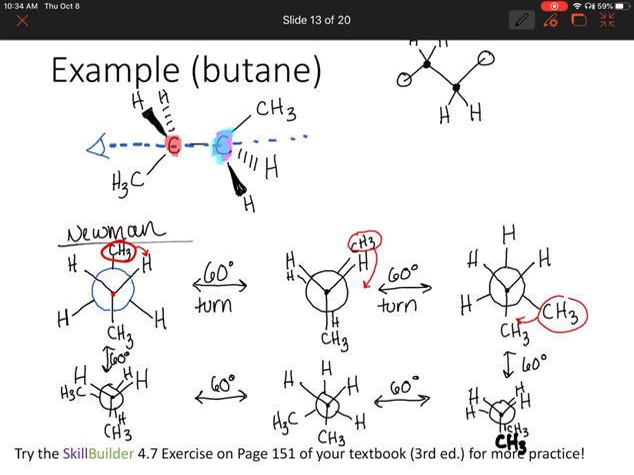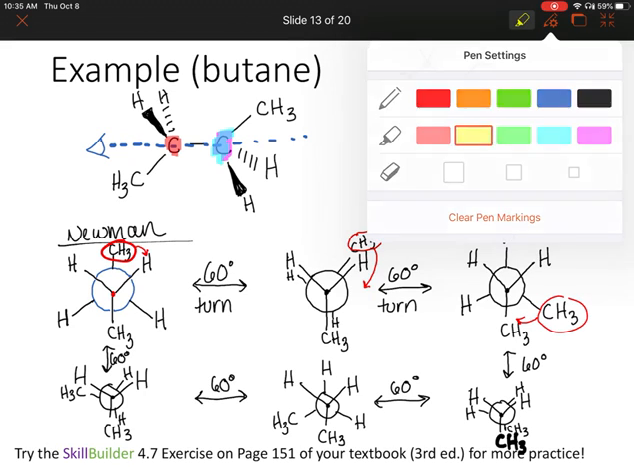Okay, so we have 6 total structures here, or Newman projections. So let's try to rank these in terms of the most stable conformation and the least stable conformation. So we already saw that the staggered conformation is the most stable conformation. However, here we have a few different staggered conformations. We have our first one where the methyl groups are directly opposite each other. And then we have 2 staggered conformations where the methyl groups are closer.